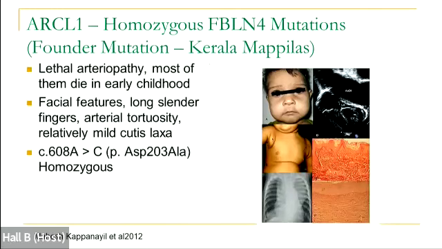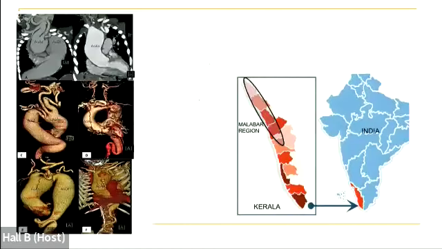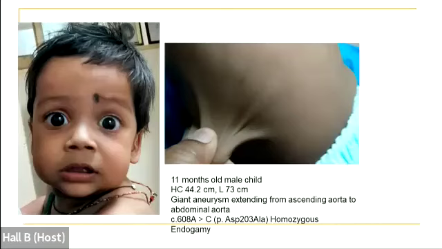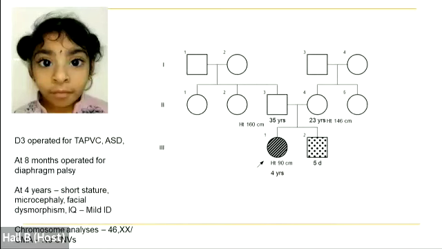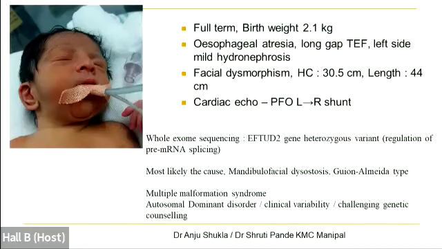This is lethal arteriopathy with homozygous mutation, commonly described in the northern part of Kerala, called Mappilas. So we find the same in a child coming from Mysore, an unrelated patient with giant aneurysm, indicating endogamy, homozygous mutation. This is an autosomal dominant disorder with variable expression. Mother having short stature, one child having CHD, the other child having esophageal atresia. The diagnosis is mandibulofacial dysostosis, Guion-Almeida type, indicating clinical variability, a dominant disorder with high clinical variability, making genetic counseling challenging.